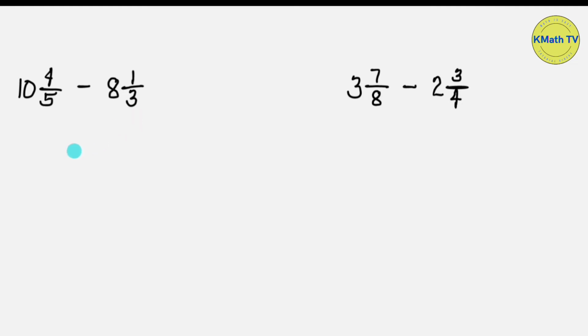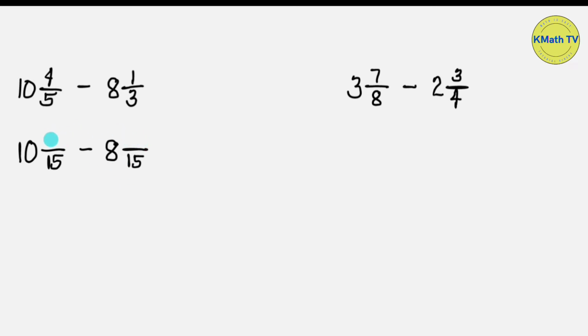Okay, let's write the answer. Let's copy the whole number 10 and LCD 15 minus whole number 8, then LCD 15. Next, let's find the numerators.